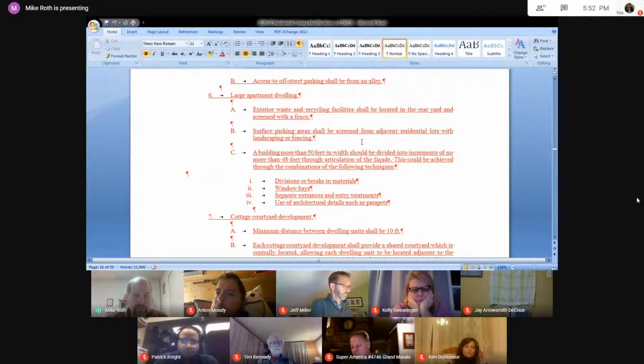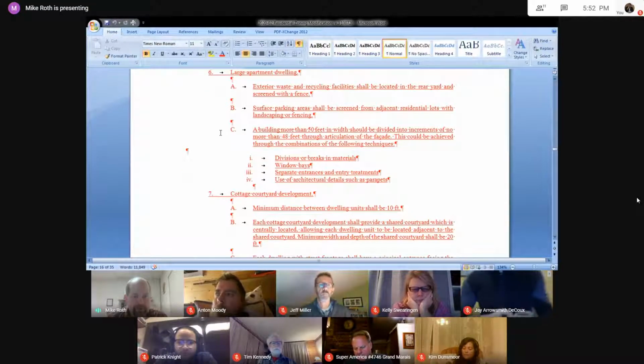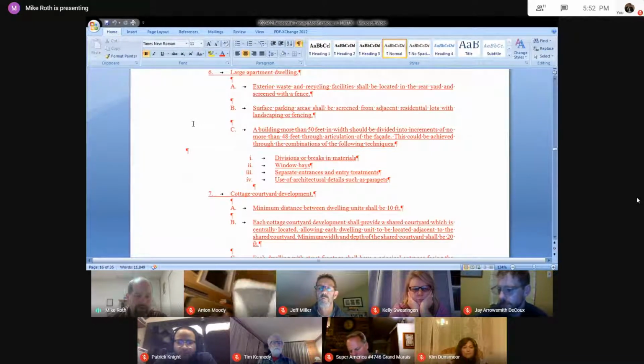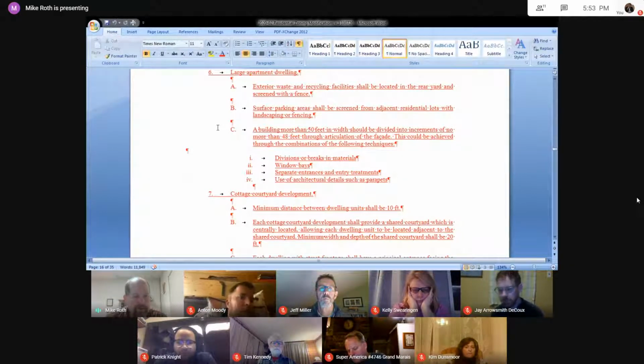Surface parking shall be screened from adjacent residential lots with landscaping or fencing. We're not too concerned about what that looks like, just that they'd have a plan to do some screening. And then a building that's more than 50 feet in width should be divided in increments. And then you've got this list here. This language is actually from existing downtown standards that we have, where we talk about new buildings that are more than 50 feet in width. And this is the idea that we don't want a building to show up in the middle of any of our neighborhoods, whether they're commercial or residential, that's just got a big blank wall facing the public spaces. That there needs to be some architectural means to break it up, just as a way to keep it at human scale.